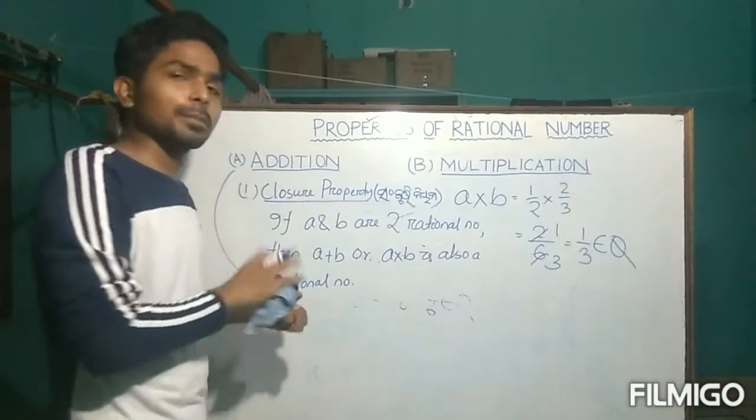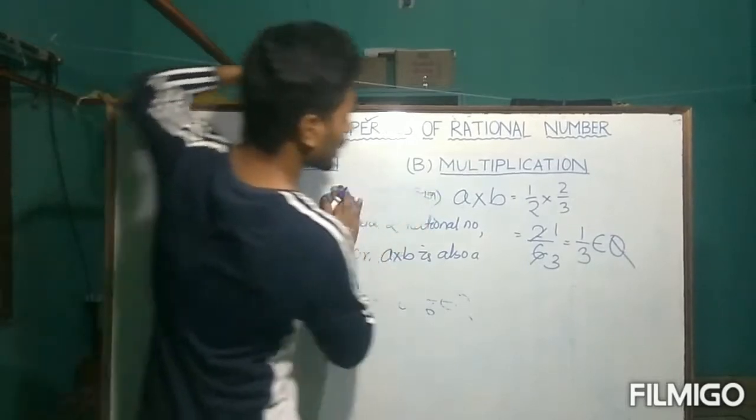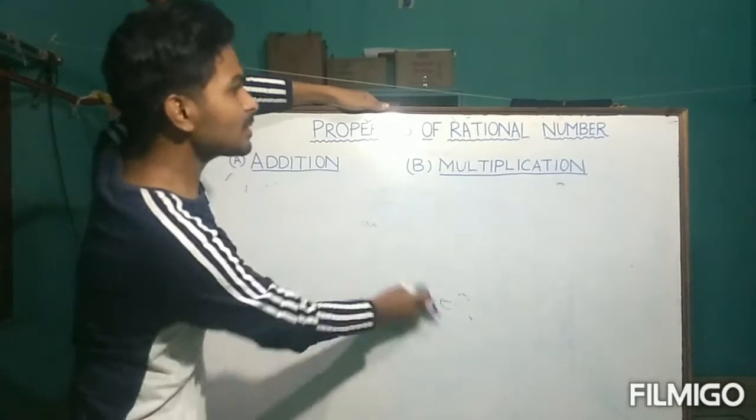So this is the first property of rational numbers. Let's come to the second property of rational numbers in accordance with addition as well as multiplication.